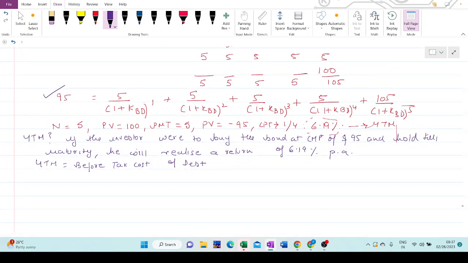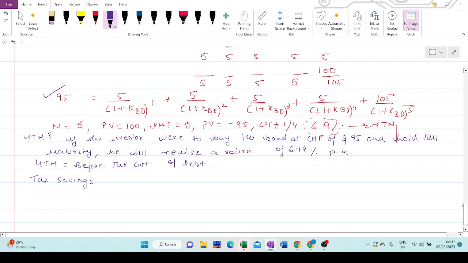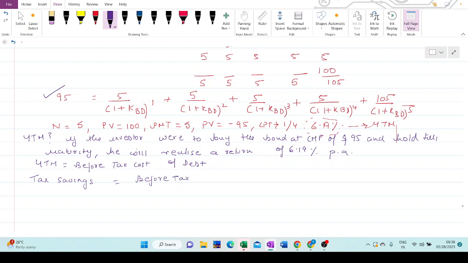But guys, we know that interest on debt is tax deductible, right? The company would save taxes when it pays interest. What would be the tax saving to the company, guys? How will we calculate the tax saving? Tax saving would be before tax cost of debt into tax rate. This would be the tax saving to the company.